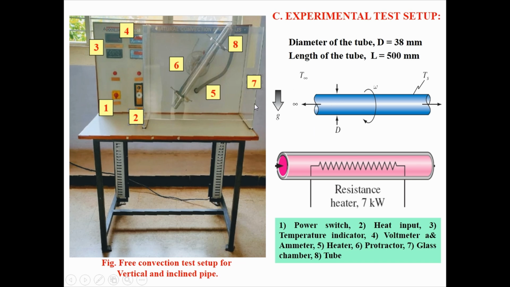Then how to conduct the experiment? Just switch on the button. Switch on the heater and give some amount of heat, by setting the voltage and ammeter reading as you want. Then you have to leave it for 20 to 30 minutes. After the 20 to 30 minutes you have to take the readings.